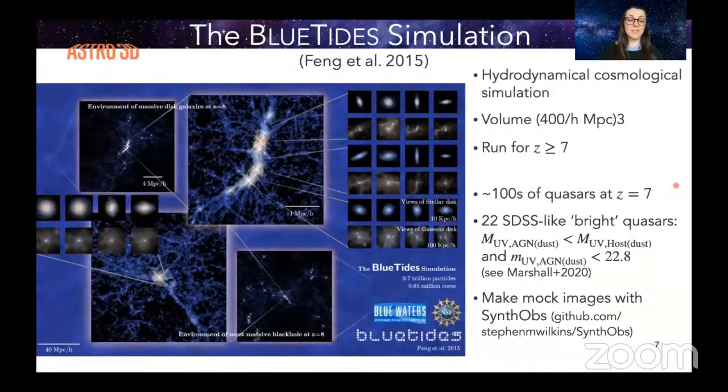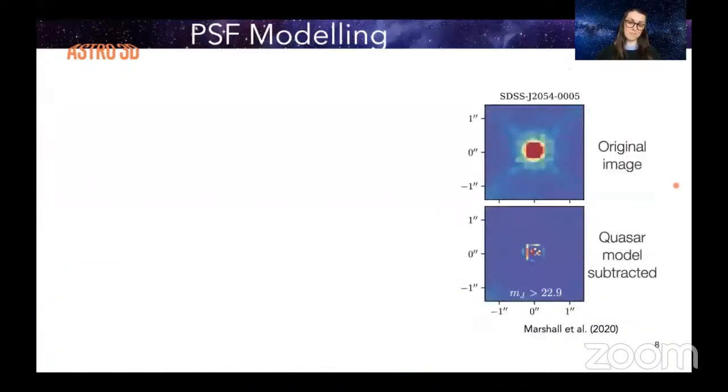However, at redshift 7, there are already hundreds of quasars in the simulation. And so for this work, we focus on SDSS-like bright quasars, of which there are 22 with magnitudes greater than 22.8. We then make mock images with SynthObs software of each of these 22 quasars, and then basically trick our observational pipeline into thinking that these are real observations. And then we can make some detailed predictions of what JWST will see.